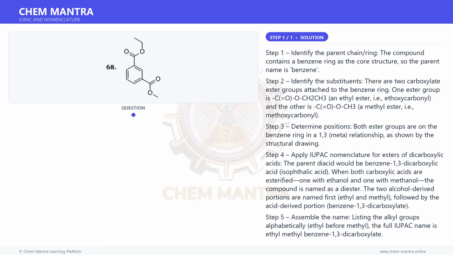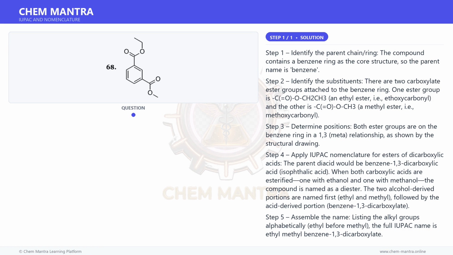When both carboxylic acids are esterified, one with ethanol and one with methanol, the compound is named as a diester. The 2 alcohol-derived portions are named first, ethyl and methyl, followed by the acid-derived portion, benzene-1,3-dicarboxylate. Step 5. Assemble the name, listing the alkyl groups alphabetically, ethyl before methyl. The full IUPAC name is ethyl methyl benzene-1,3-dicarboxylate.